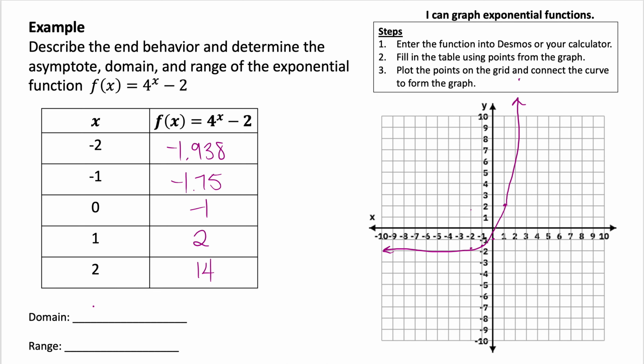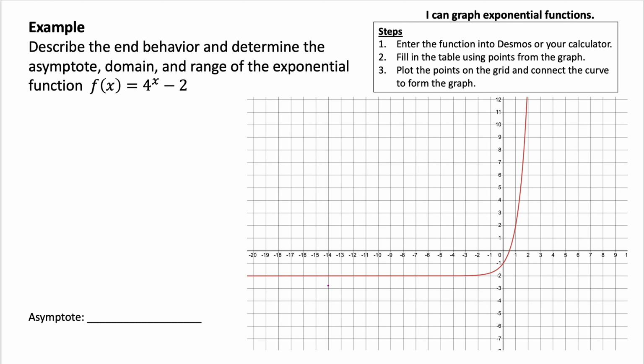Okay, so the domain, since it's an exponential function, there's no restrictions on the domain. So the domain is going to be -infinity to +infinity. The range is going to be all y values that are above that asymptote, right? That asymptote occurs at y equals -2. So the range is going to go from -2 to +infinity.